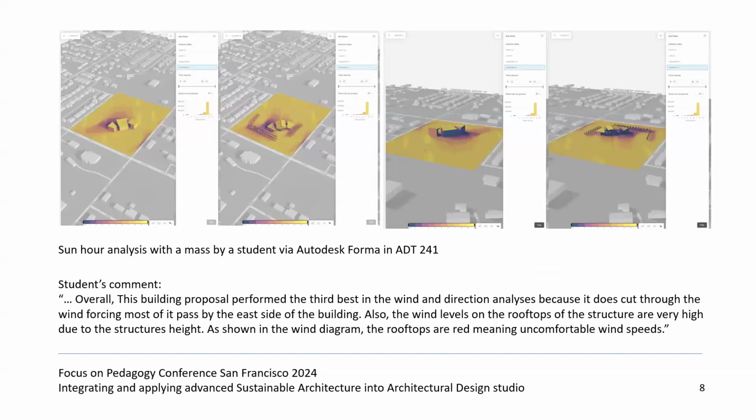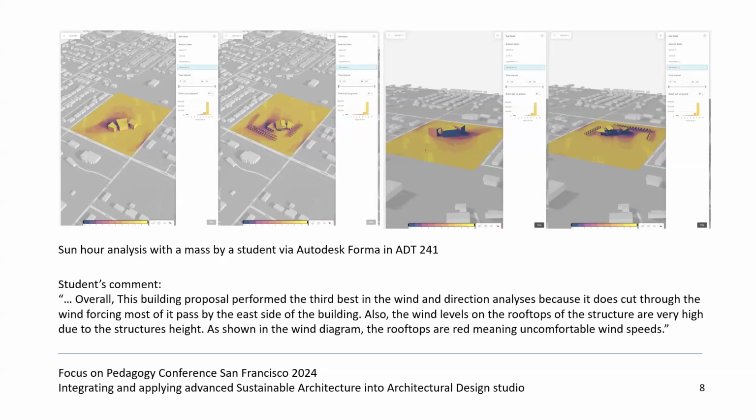They also can conduct the sun hour analysis. For instance, if they are in a harsh winter, they can revise their model based on solar radiation to make sure that their mass receives enough solar radiation. Or if their site is in a very hot climate like Arizona or Texas, or generally a very harsh summer climate condition, they can conduct an analysis to receive less solar radiation.